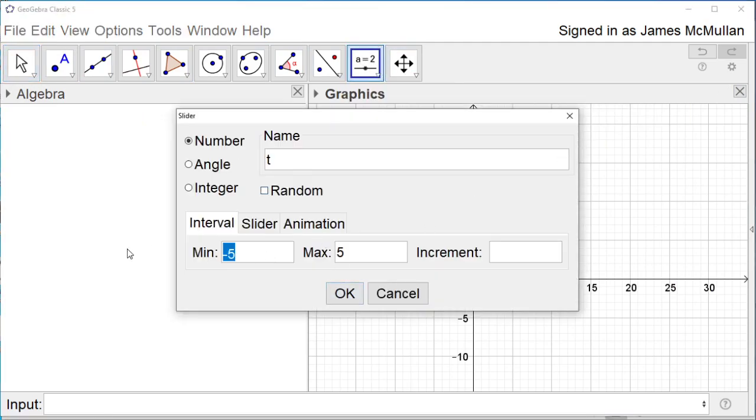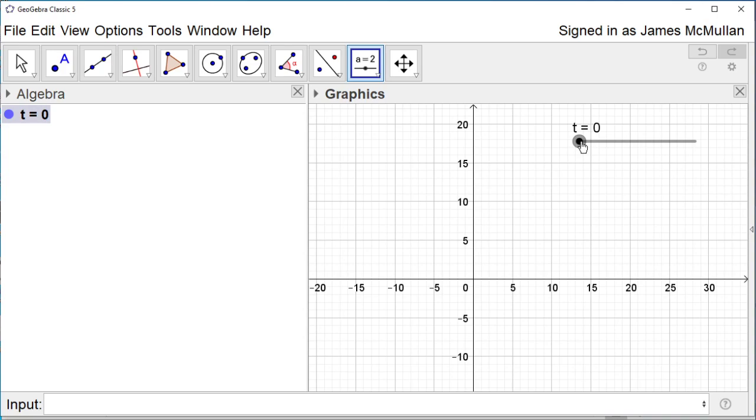Let's make a slider T between 0 and, let's say, 2 hours, and let's say we count up by 1 over 60, so we count it up in minutes. Okay, so here it is. Every tick will be a minute, right? So we get up to 1 will be 60 ticks, and so on.